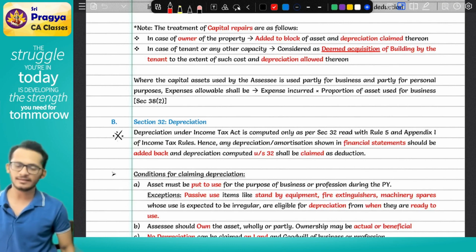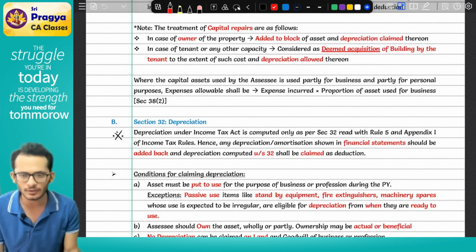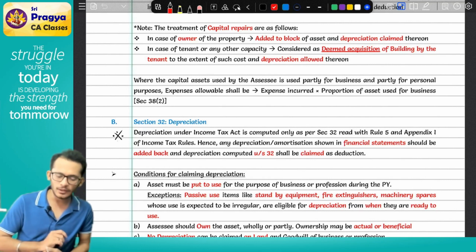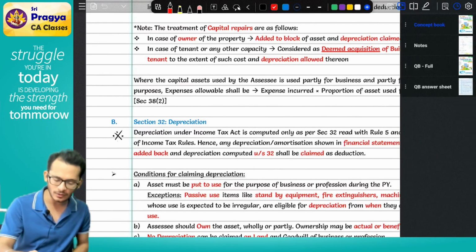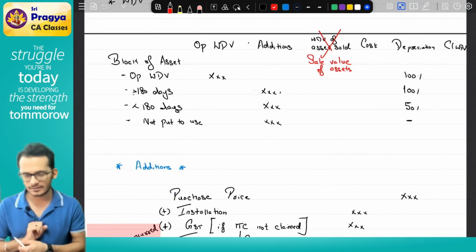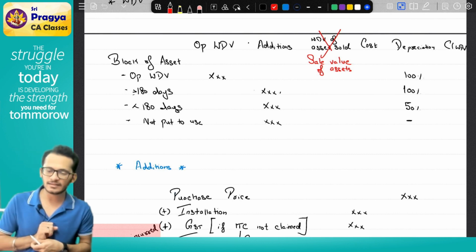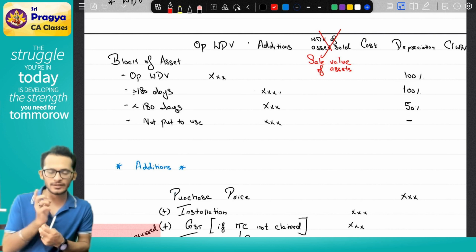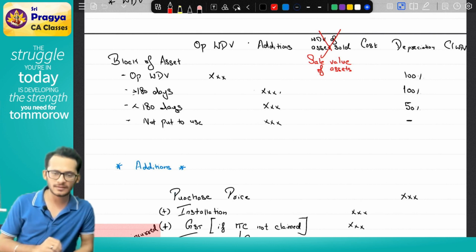Then we started discussing the format. We told that for the SLM method you can do it the same as accounts. For the WDV method, we discussed how the format looks like. It is opening WDV plus additions minus sale value of the assets. Opening WDV is the closing WDV of last year. Additions, we told how to value, along with some special scenarios.